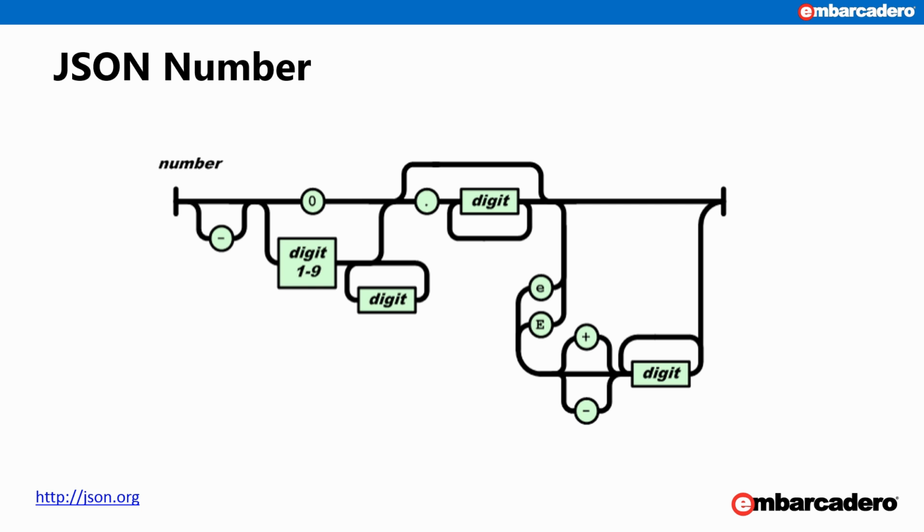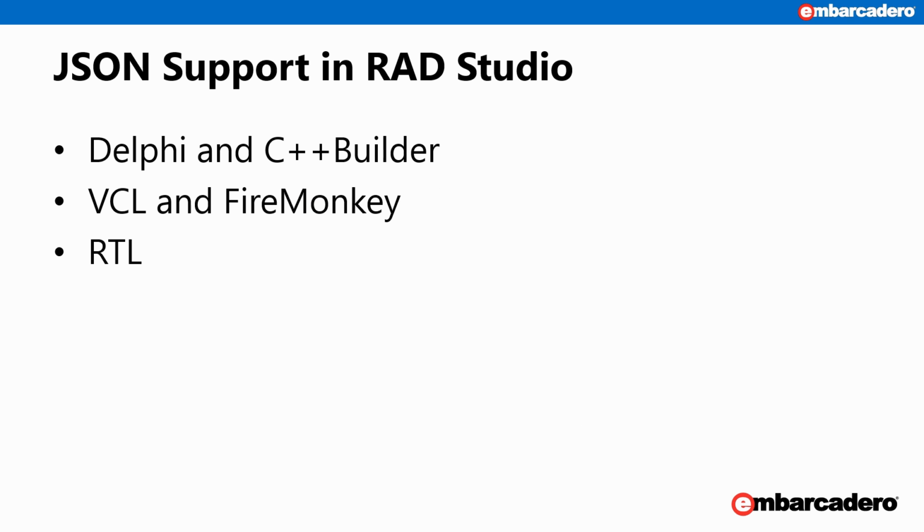One of the interesting points in a JSON specification is that this specification is final. So we are not going to expect more complexity. So probably the simplicity of the JSON standard is one of the reasons why it's so popular and so important for programmers. So let's move into how RAD Studio supports JSON.